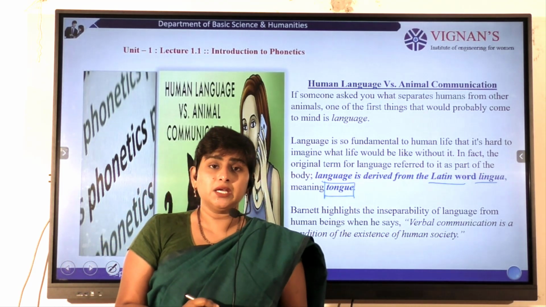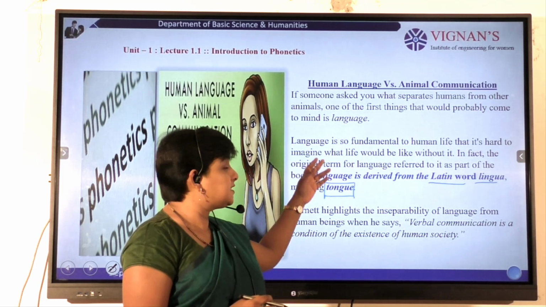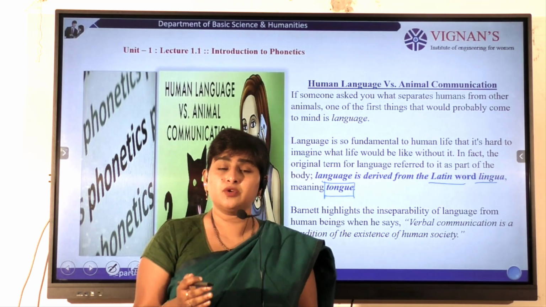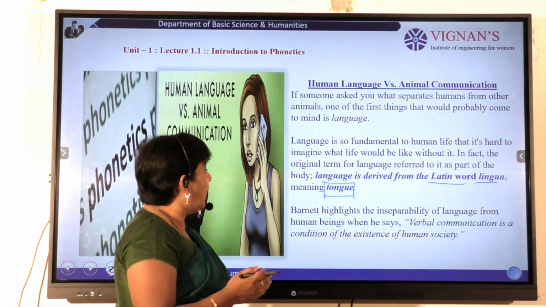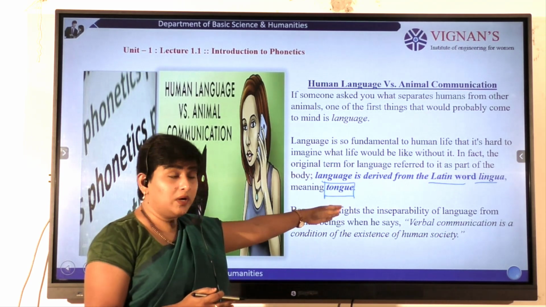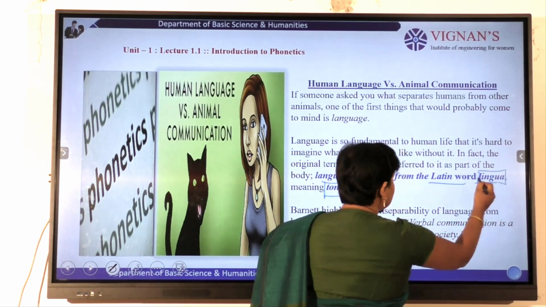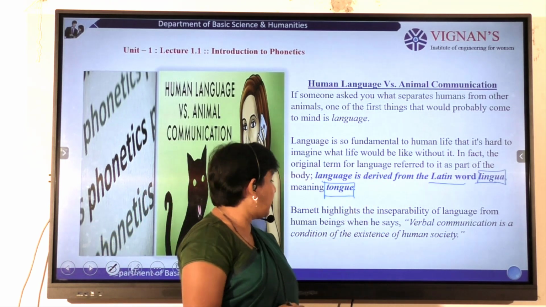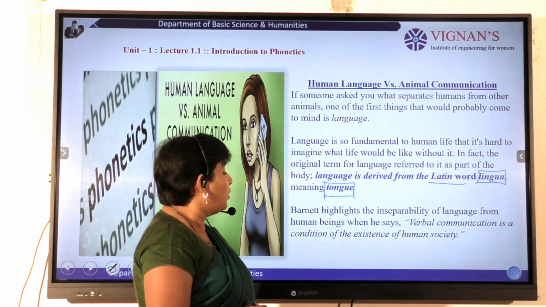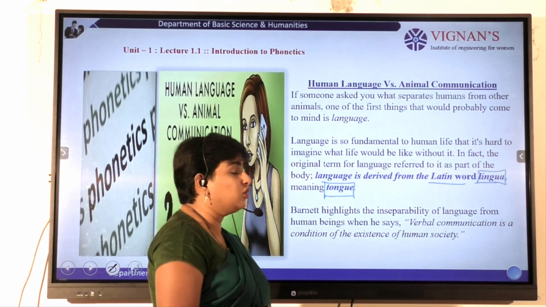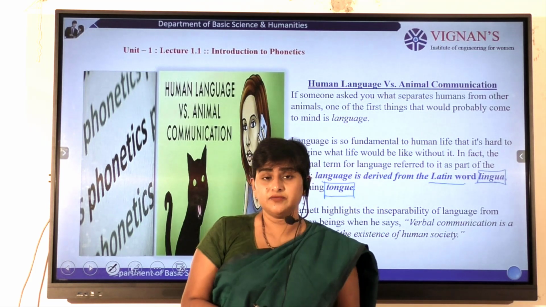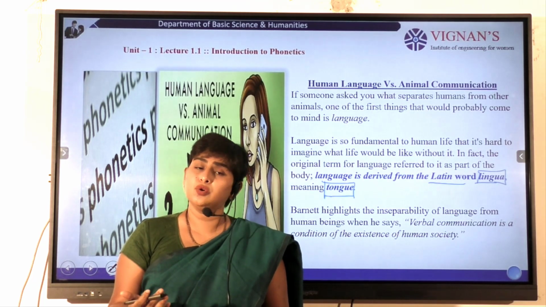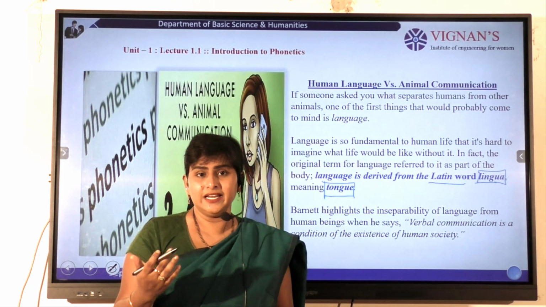Language is definitely a part of human civilization. And as it says, if someone asks you the differences between an animal and a human, the first major difference that one can quote is language. And language is derived from the Latin word lingua. The word lingua itself means tongue. And Burnett highlights the inseparability of language from human beings when he says, verbal communication is a condition of the existence of human society. Of course, yes, we have to agree with this statement, because if today human civilization is evolving and enduring, one of the main factors is only language.